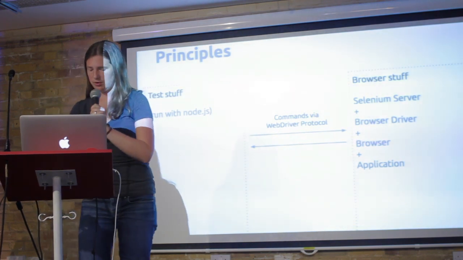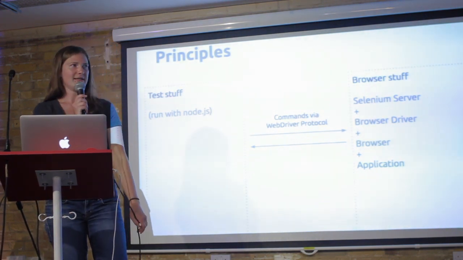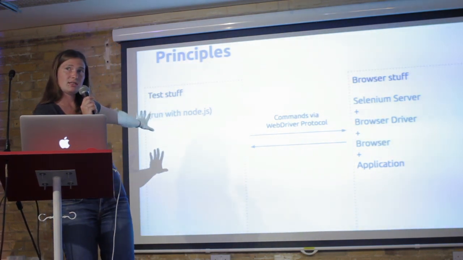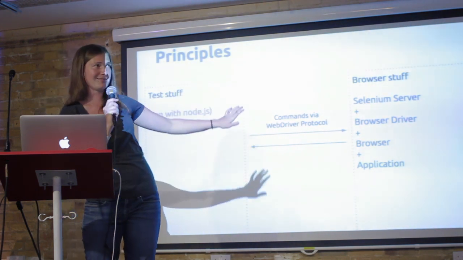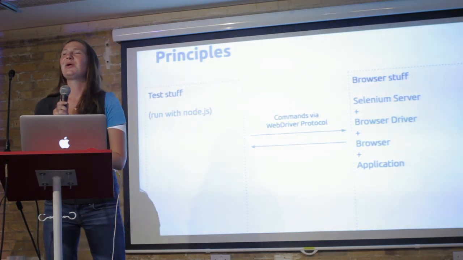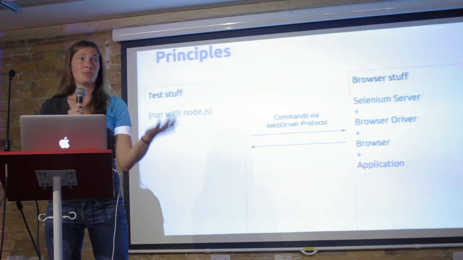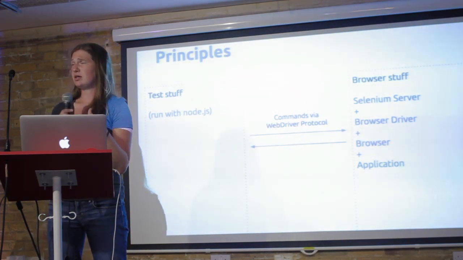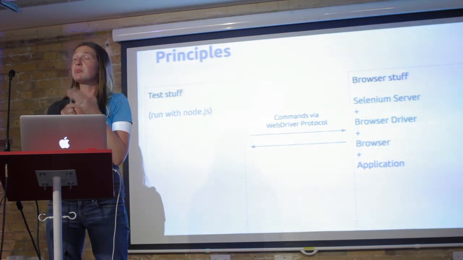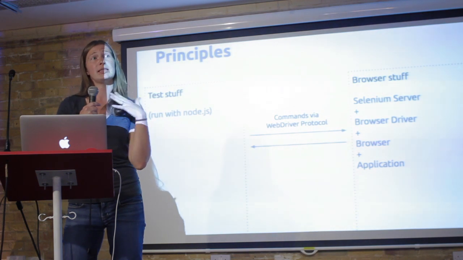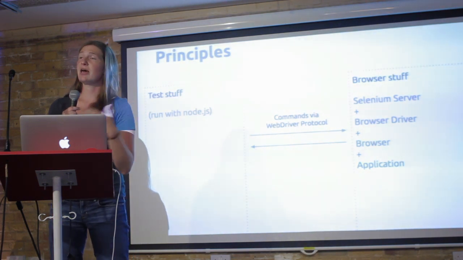So the super quick overview of what's going on in an end-to-end test is you've got your test stuff in one process and your browser stuff in a different process. And they communicate with the WebDriver wire protocol. This is the basis of all Selenium tests. So it's really important to understand that the test process is completely separate from the browser process, and there's a very limited API that goes back and forth between them.